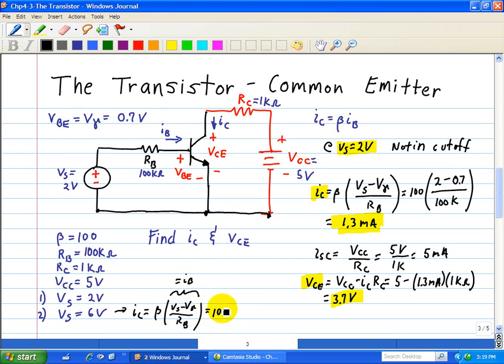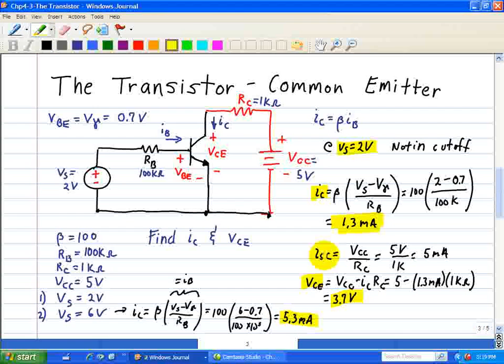Substituting the values, we have 100 times 6 minus 0.7 all over 100 times 10 to the third. And that's equal to 5.3 milliamps. Let me highlight that: 5.3 milliamps. Now we compare it to our collector current for the short circuit case, and it's 5 milliamps.